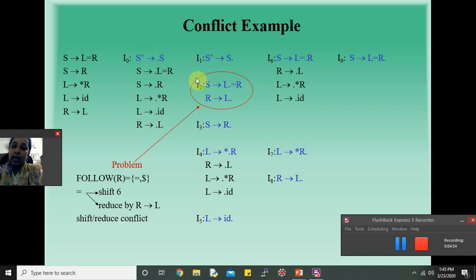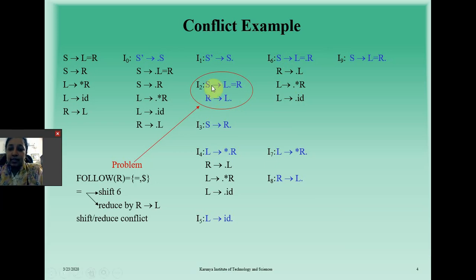Now let us consider this item set I2. Item set I2 has a goto production as well as a completed production. S produces L dot equal to R will have a goto function on equal to. If it has a goto function on equal to, goto of I2 comma equal to leads to I6. Whereas R produces L dot is a completed item which does not have a goto function. Rather, it has a reduction function.